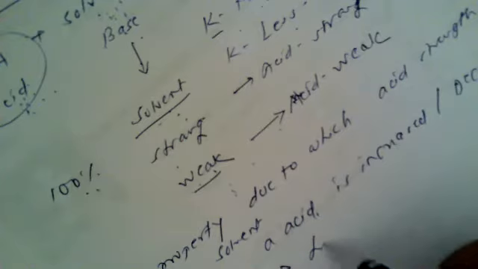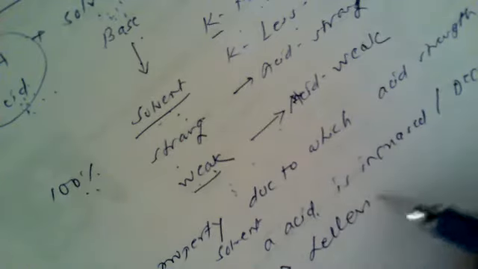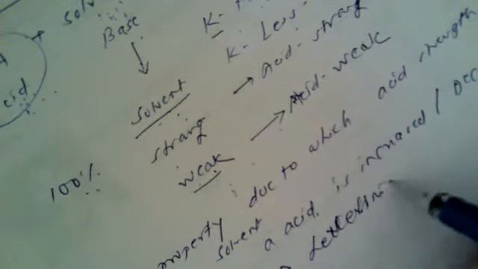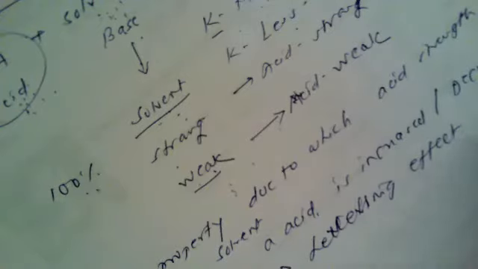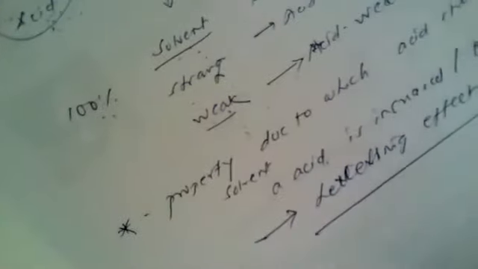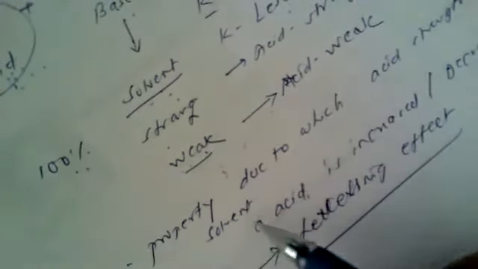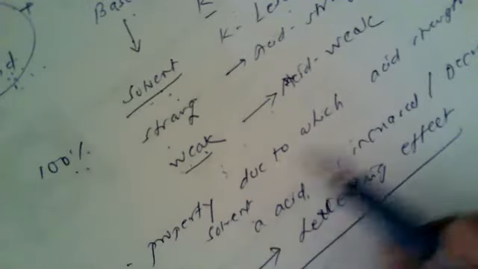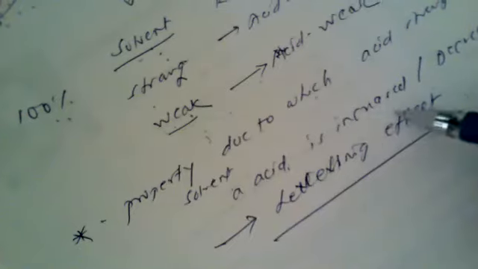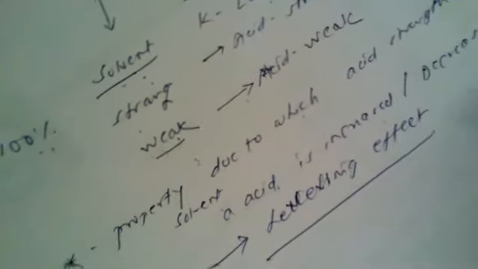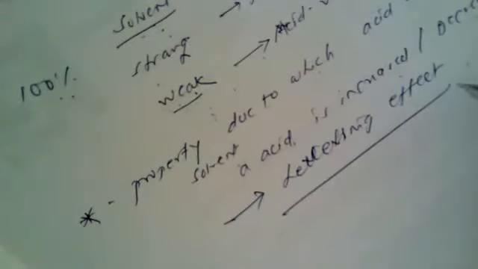This effect is known as a leveling effect. So what is a leveling effect? Leveling effect can be defined as a property of a solvent due to which the acid strength of an acid is increased or decreased, and this is known as a leveling effect.